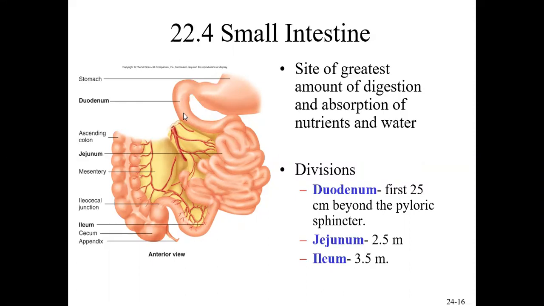It's about 25 centimeters, about 12 inches long, so it's relatively short. And then you have the second section, which is much longer, the jejunum, which is roughly 2.5 meters, and then the ileum is the final section, the last section, and that's what connects the small intestines with the large intestines.